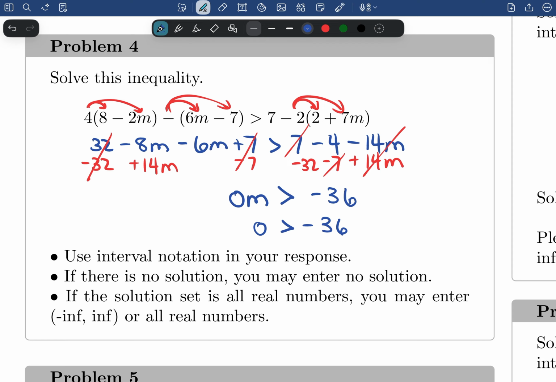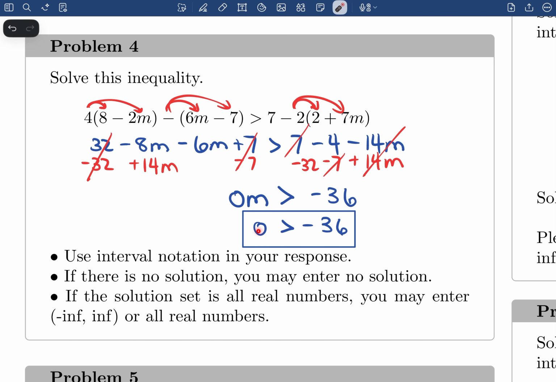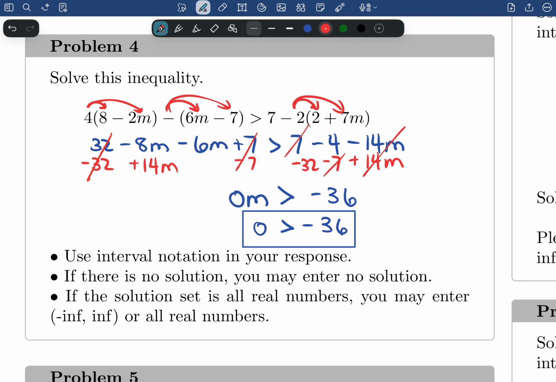Now, we get to this point and the variables canceled. No more variable was in this final statement. And if this statement is a true statement, then the solution is all real numbers. But if this statement is a false statement, then the answer is no solution. So let's figure it out. Is 0 greater than negative 36? Well, yes, 0 is a larger number than negative 36. This is a true statement. Since it's a true statement, we're going to report our answer as all real numbers.